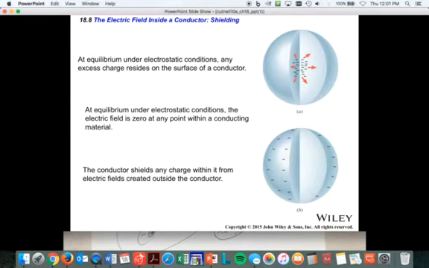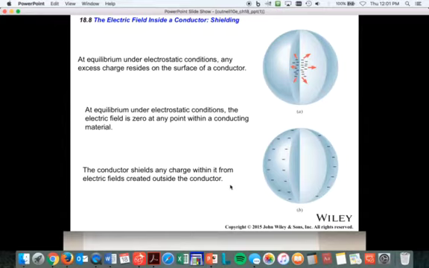Okay, now, static equilibrium. Here we go. We're going to talk about some stuff here that's kind of heavy-duty theory, but this slide, conceptual questions. At equilibrium under electrostatic conditions, any excess charge resides on the surface. So if I put a bunch of little bitty electrons here in the middle of this solid sphere, guess what happens? They all come out here and spread themselves out in equilibrium on the outside.